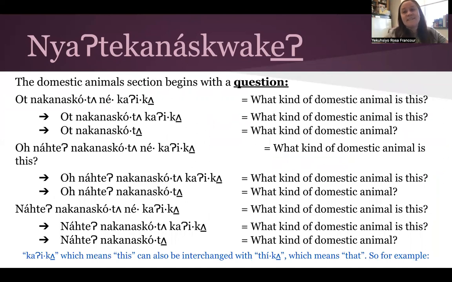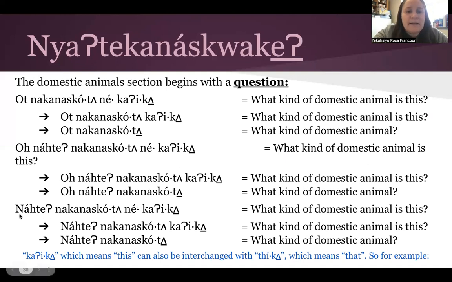I'm going to go through this a little faster because you should be familiar with this now. Ot naganasquod negaig. Other variations are ot naganasquod gaig or ot naganasquod. They all use the same question word, ot, and just have shorter variations taking off negaig, gaig, or nothing. They just mean what kind of domestic animal is this? The next question word, otnate, has two other variations, the same exact formation of the question, just taking off negaig or gaig. They all have the same meaning as the previous question: what kind of domestic animal is this?